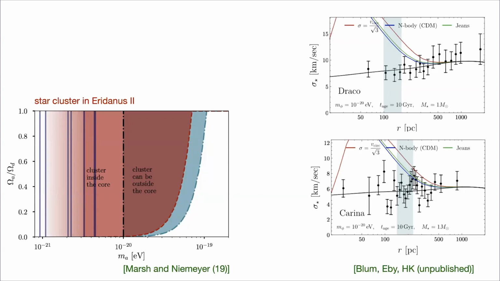And we can also calculate the time evolution of this velocity dispersion. By comparing the observation and the prediction from the wave dark matter halo, we can also constrain a certain mass range of ultralight dark matter.